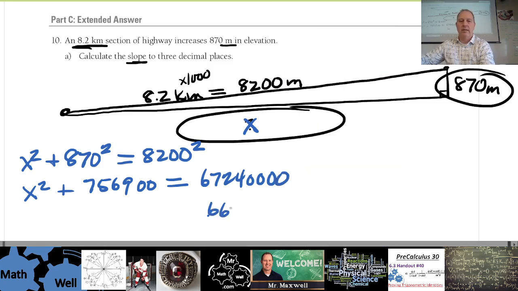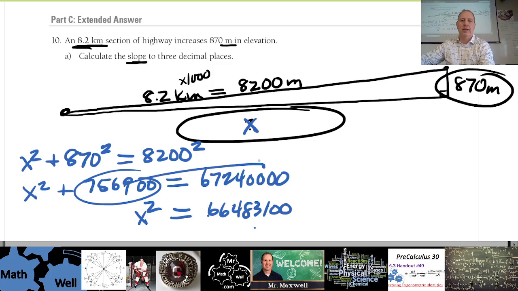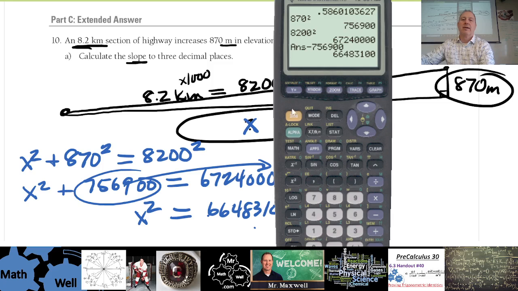6,648,100. Yep. Okay, awesome. That's what the x squared is, right? When you subtract this from both sides. And then finally, the square root. The square root of the answer is 8,153.7.